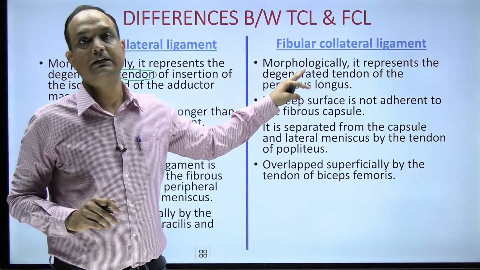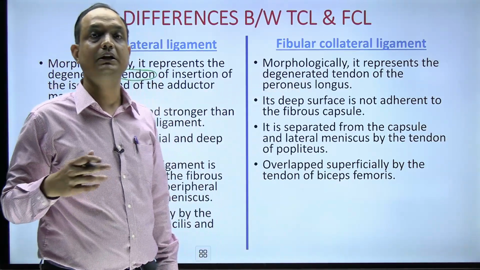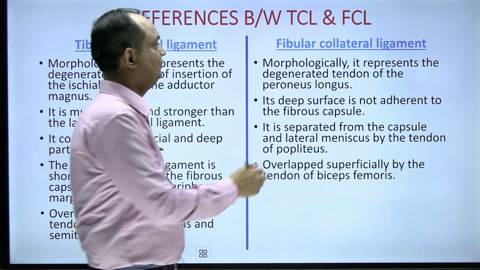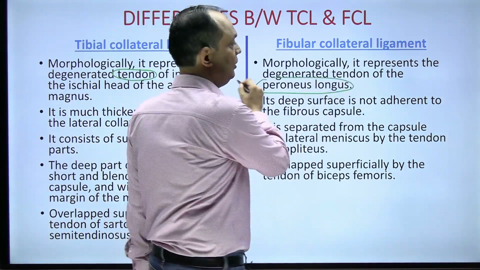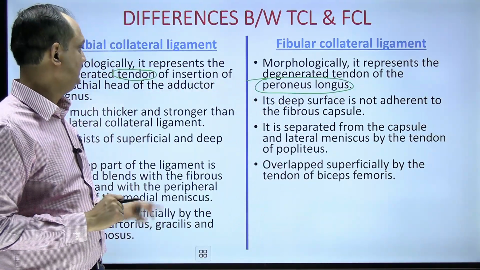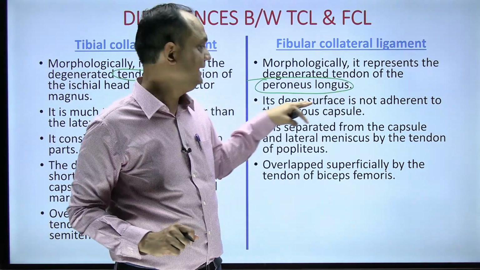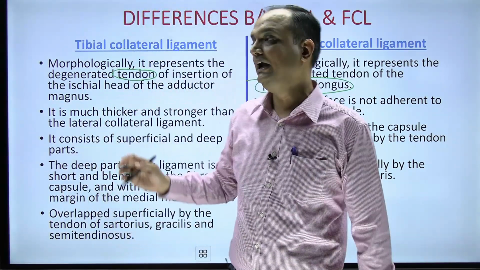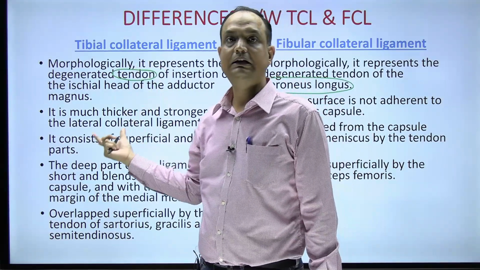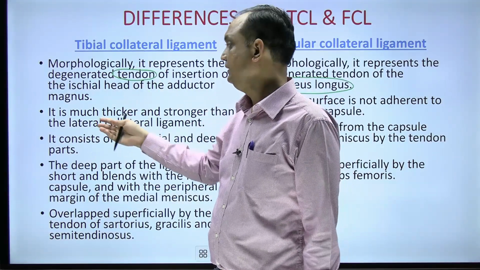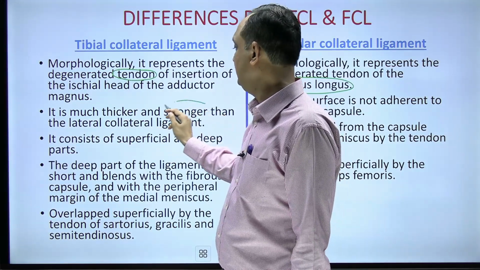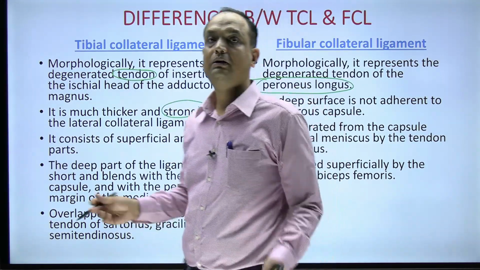Here you will find that the lateral collateral morphologically represents the origin of your peroneus longus. The second important thing is that its deep surface is not adherent to the fibrous capsule, while when you see the tibial collateral ligament, its deep part has a strong relation with your capsule.